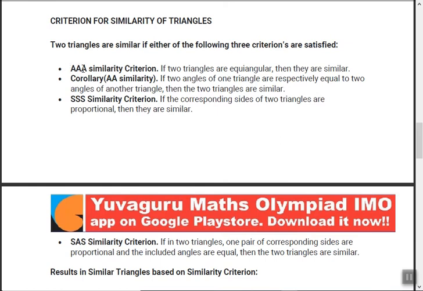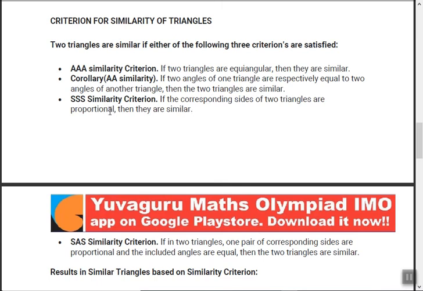Means if two angles of a triangle are equal, then the two triangles are similar. Remember, AA means: if two angles of a triangle are respectively equal to the two angles of another triangle, then the two triangles are similar. SSS test: if the corresponding sides of two triangles are proportional, then they are similar.